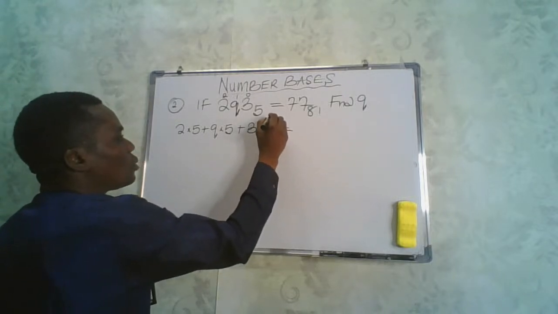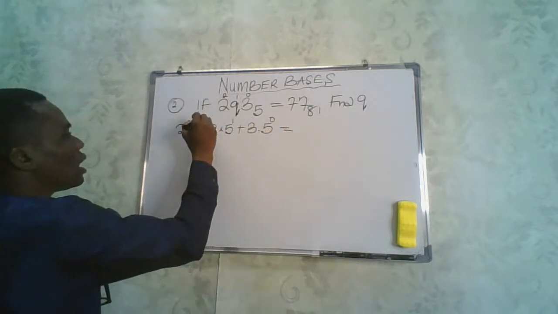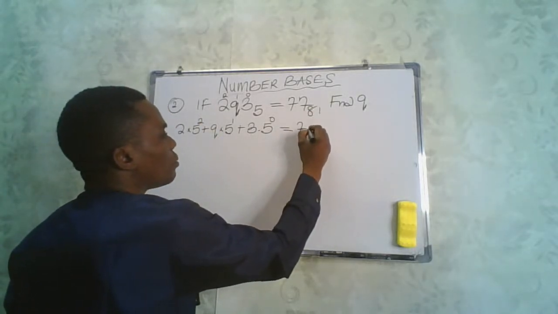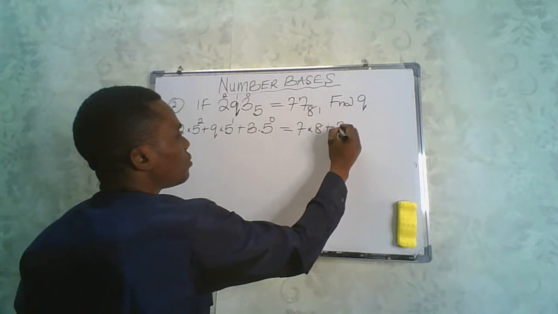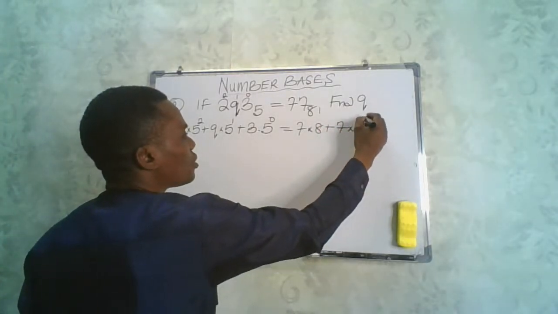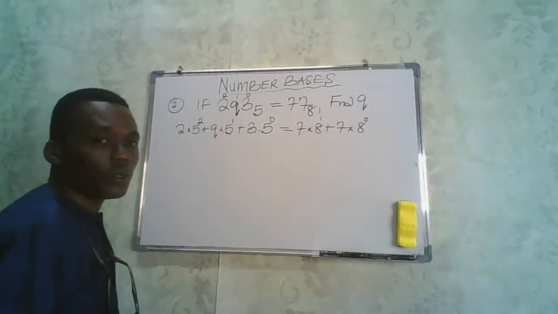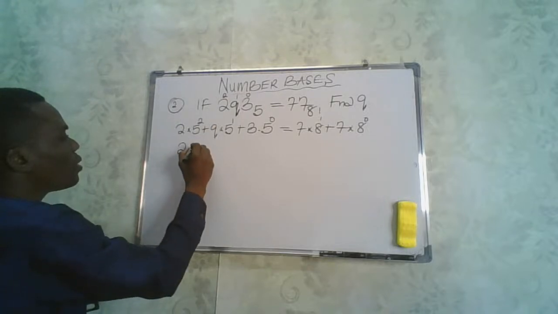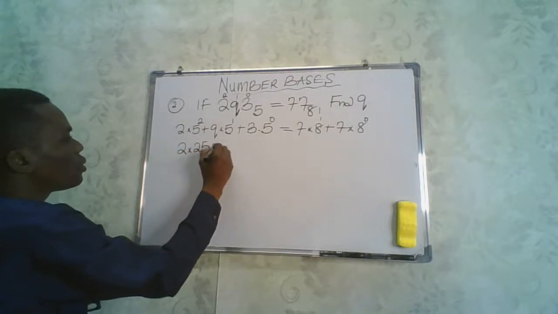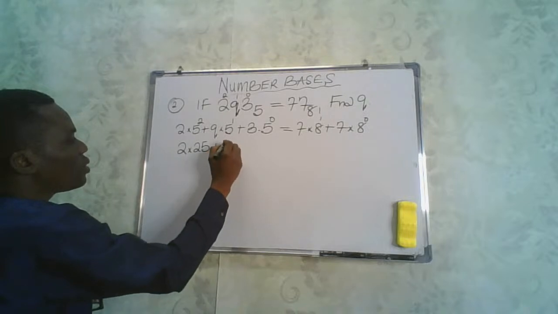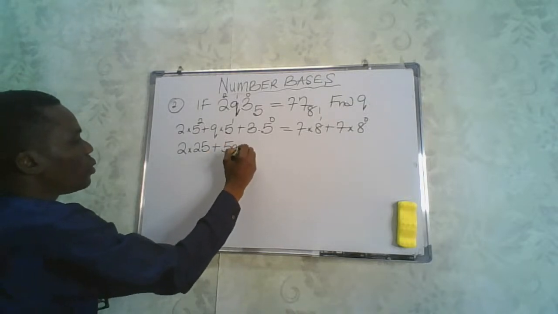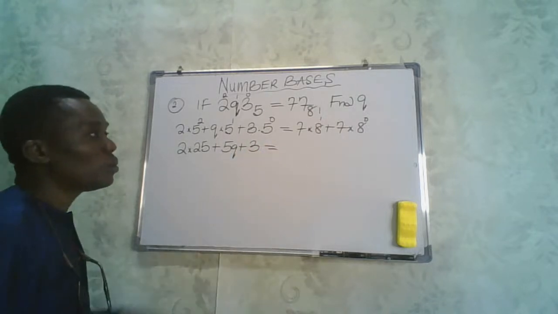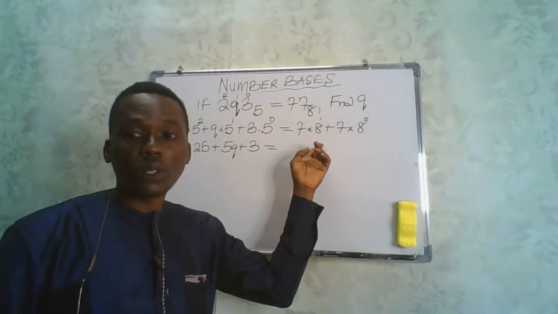And this will be equal to, we have 5 to the power of 0, 5 to the power of 1, and 5 to the power of 2. And this is going to give us 7 multiplied by 8 plus 7 multiplied by 8, with powers 0 and 1. So this is going to give us 2 multiplied by 5 squared, which is 25, plus Q times 5, which is 5Q, plus 5 to the power of 0, which is 1, times 3. And this is equal to 7 times 8, which is going to give us what?